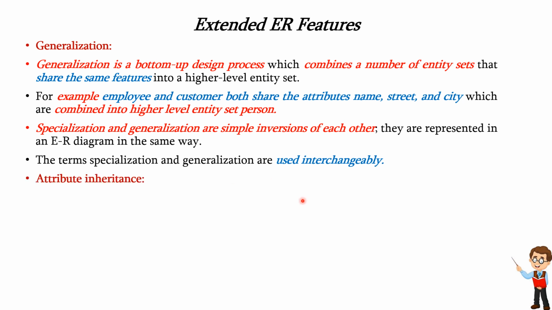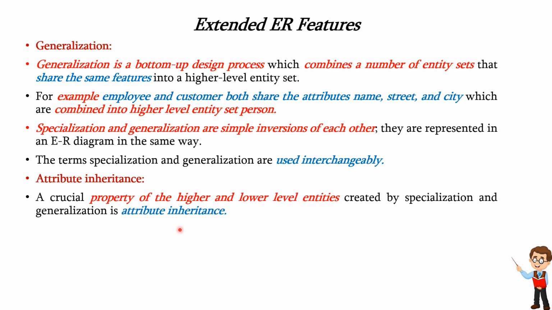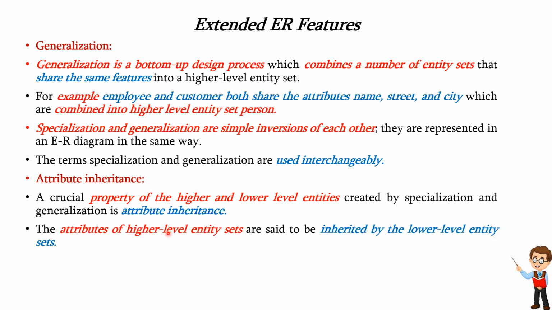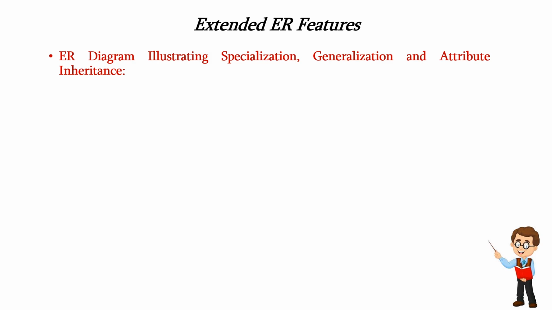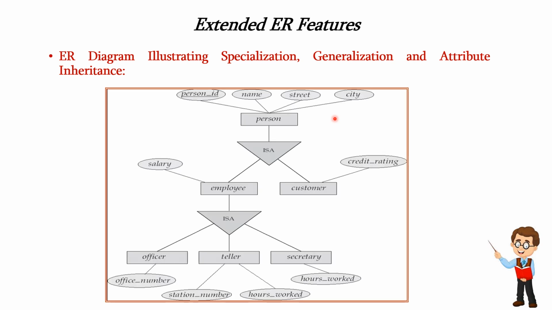Next, we have attribute inheritance. A crucial property of the higher and lower level entities created by specialization and generalization is called as attribute inheritance. The attributes of the higher level entity sets are said to be inherited by the lower level entity sets. For example, customer and employee inherit the attributes of the person. Now let us see the ER diagram which illustrates the concepts of specialization, generalization and attribute inheritance.